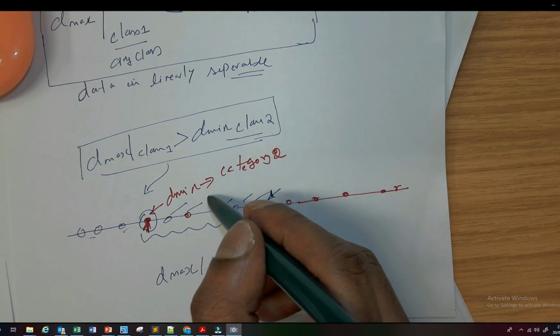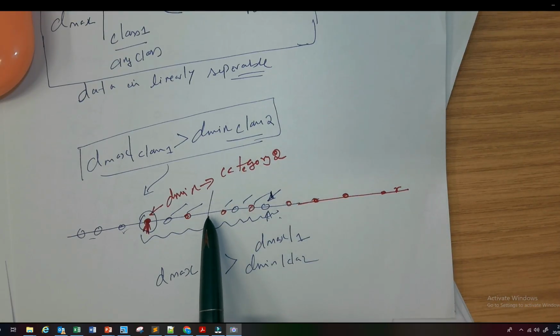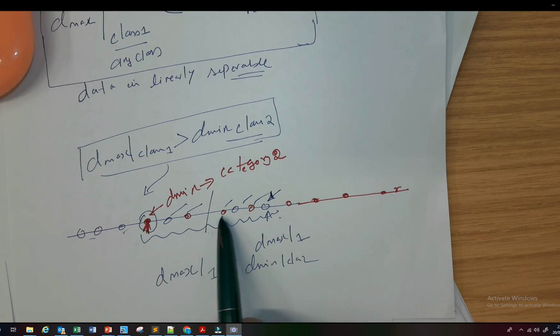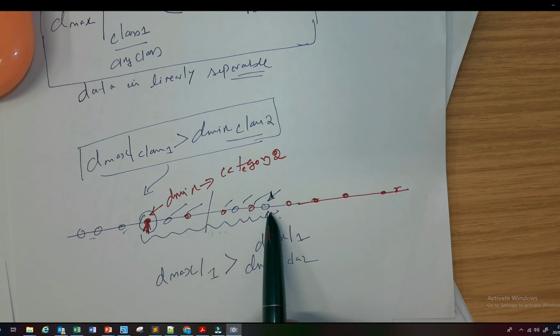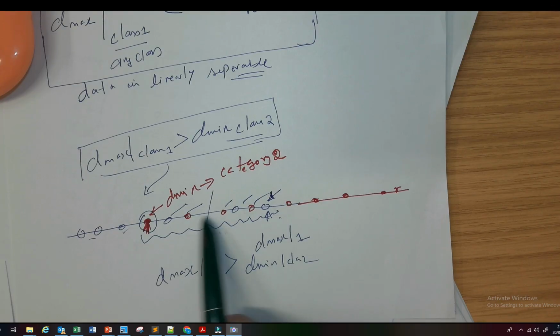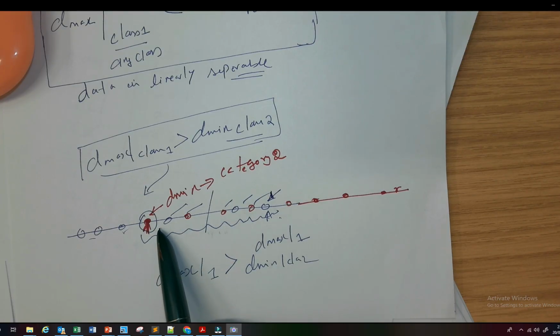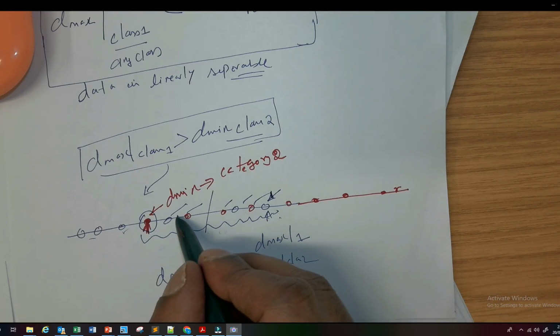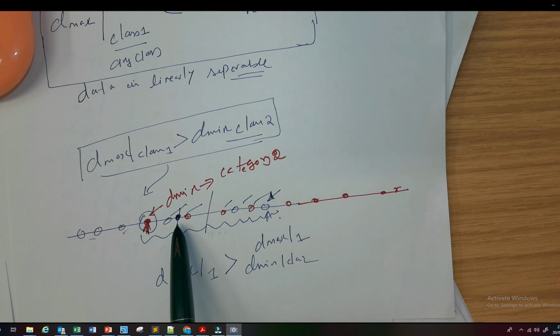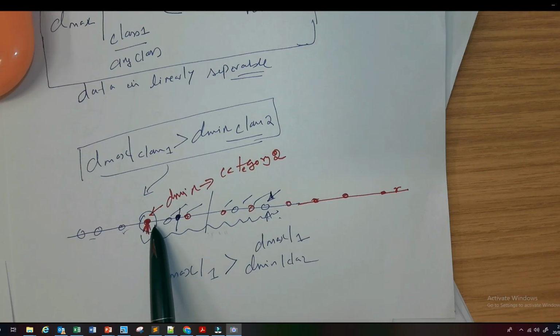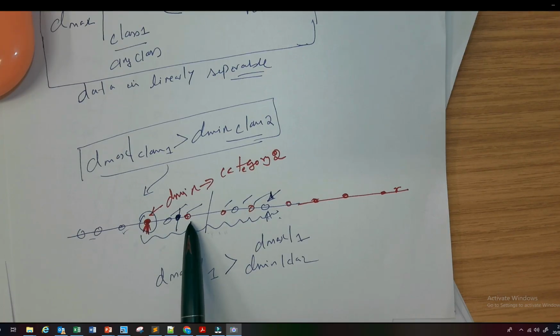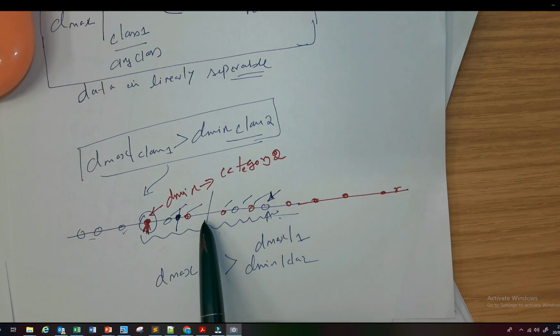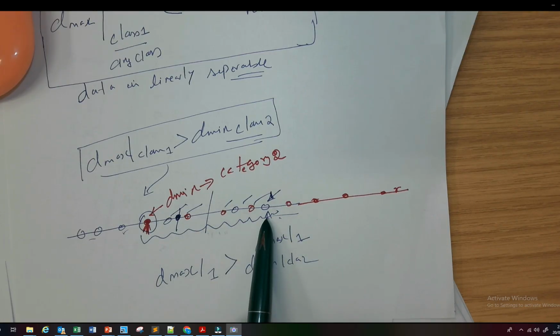So you cannot put a line here and say that all the points that lie to the right side of this line belong to category 2, and all the points on the left side of this line belong to category 1. This is something we cannot do. Or if we put a point somewhere around here, we still cannot say that all the points on the left side of this point belong to category 1, and all the points on the right side of this point belong to category 2.